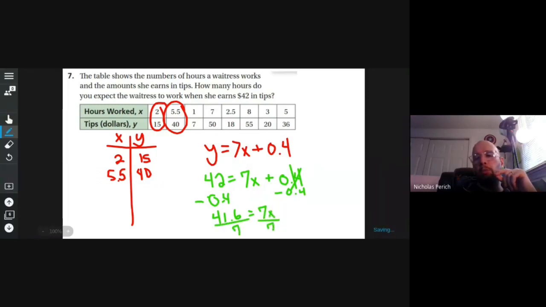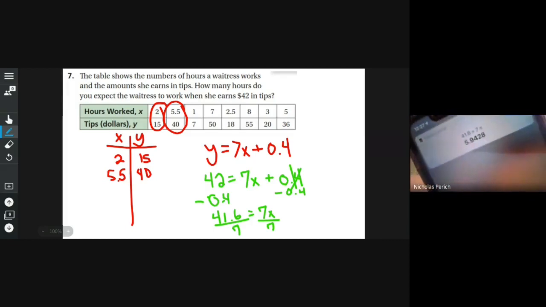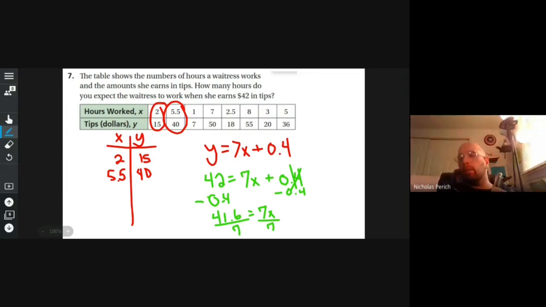Divide both sides by 7. 41.6 divided by 7 is 5.94. So I can say 5.94 is about 6 hours.